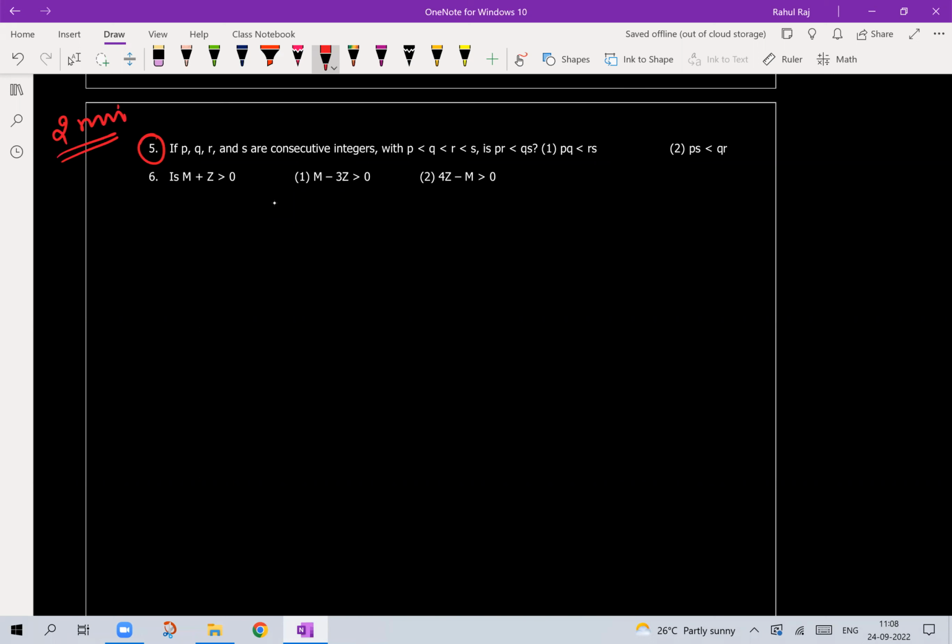So when it comes to integers, consecutive integers, we can also take negative values, right? Yeah, absolutely. Because when it says integer, it could be anything, positive, negative. All right.